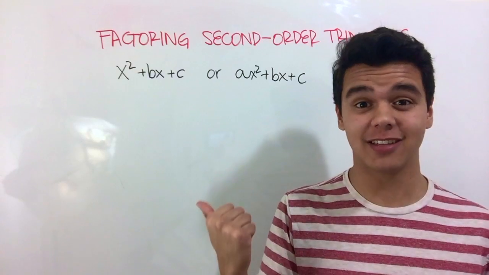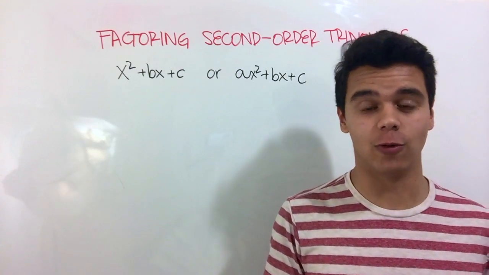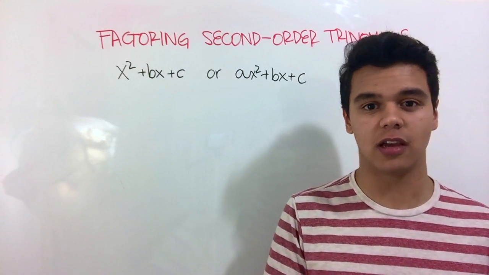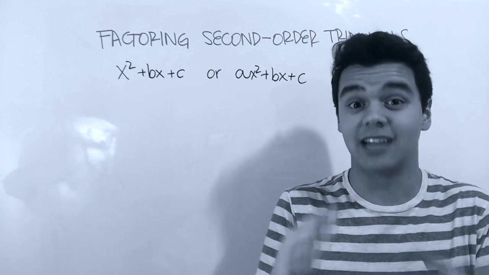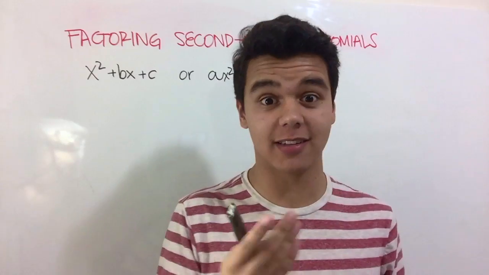The purpose of factoring these types of expressions is to make them equal to the product of two single order polynomials, just like x plus or minus something times x plus or minus something. Let's start with an example.